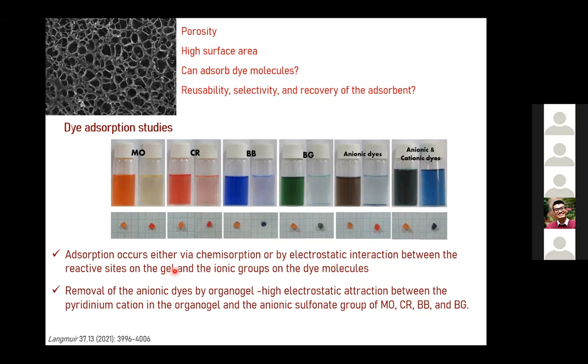So the idea was to find out whether it proceeds by chemisorption or by electrostatic attraction between the reactive sites, especially the N+ groups and the ionic groups of the dye molecules. And it is only the electrostatic attraction, because of the pyridinium cation in the organogel, that is the N+ group, and the anionic sulfonate group. So all these dyes have sulfonate groups, they get bound, and that is how the dye removal is happening.